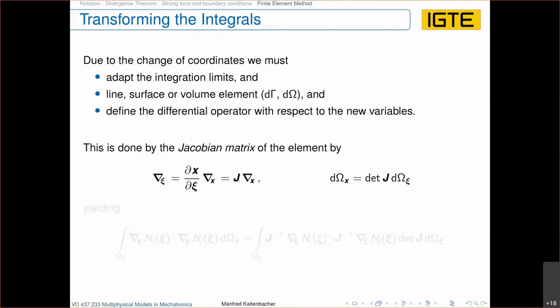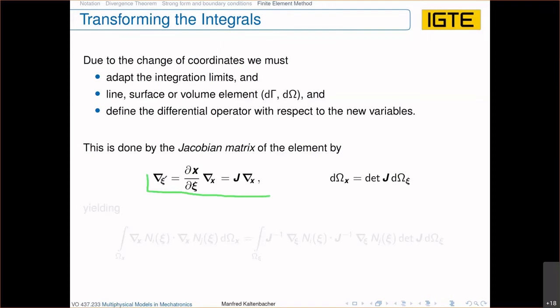And so you see, when you multiply now this equation here with the Jacobian inverse, then you can express the nabla operator with respect to the global coordinates, that is what we actually have within our formulation, by the nabla operator with respect to the local coordinates.